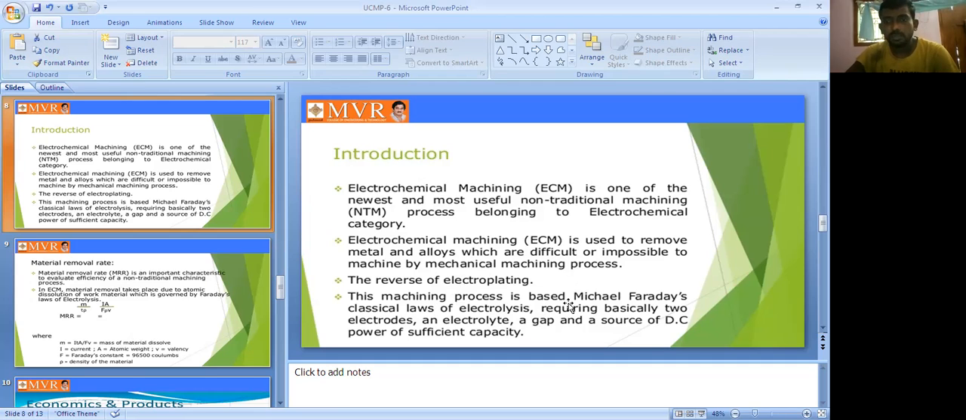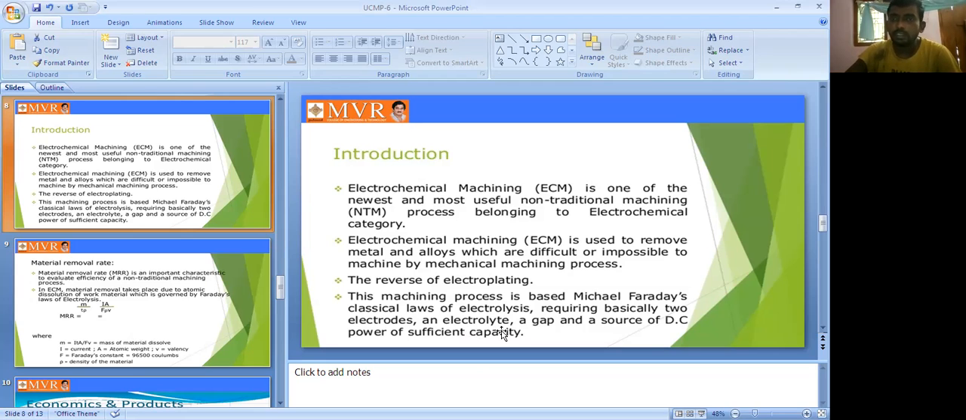The total working of ECM is based on Michael Faraday's classical law of electrolysis. Based on this, the machining process requires basically 2 electrodes, an electrolytic gap, and a source of DC power of sufficient capacity.